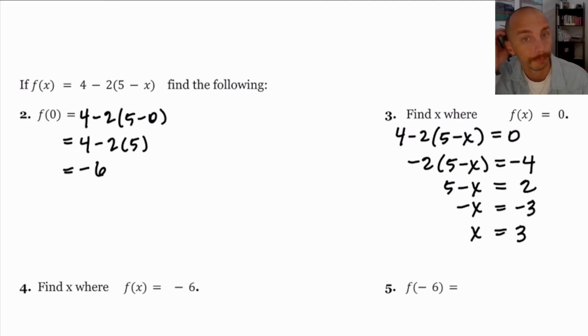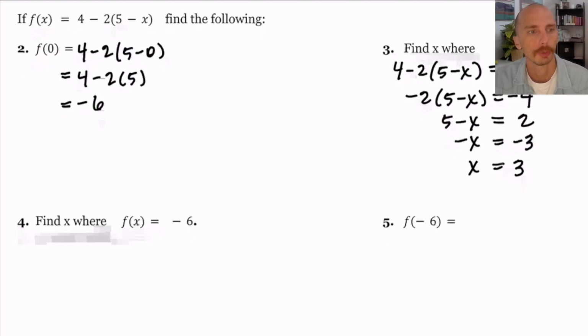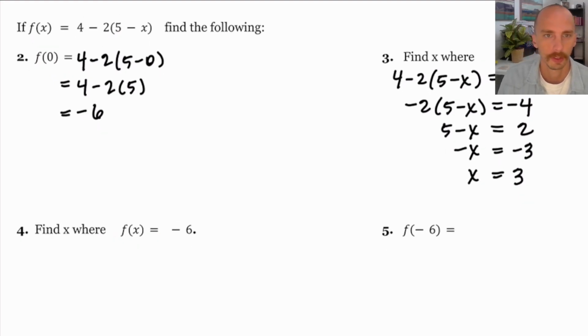And then maybe I'll subtract 5 from both sides and divide by negative 1 and see that x is going to equal 3. And you could check that by saying, what is 4 minus 2 times 2? That is 0. Okay, f of x equals 0 when I plug in x equals 3. That works.